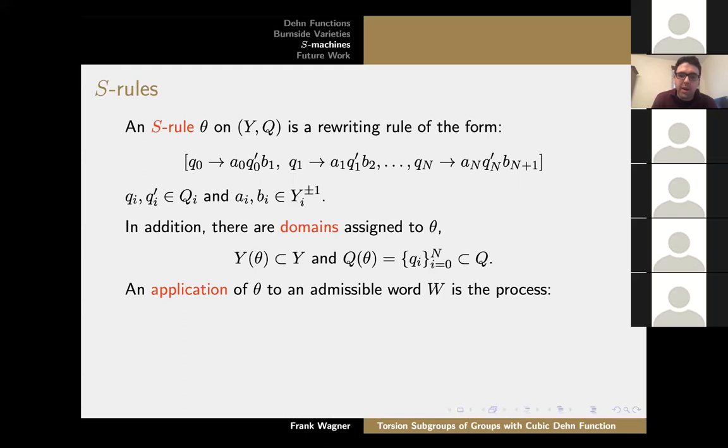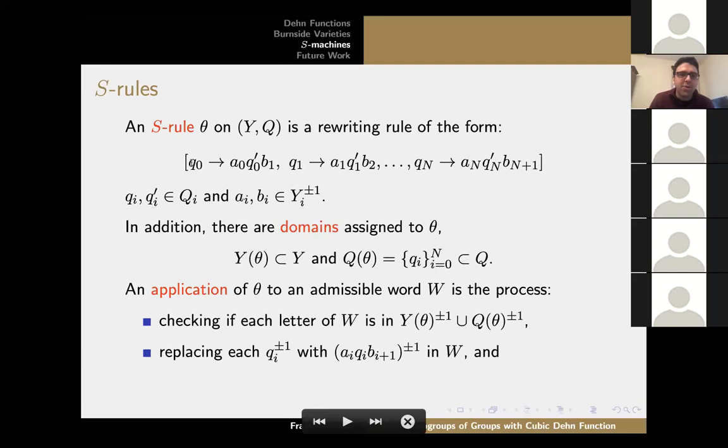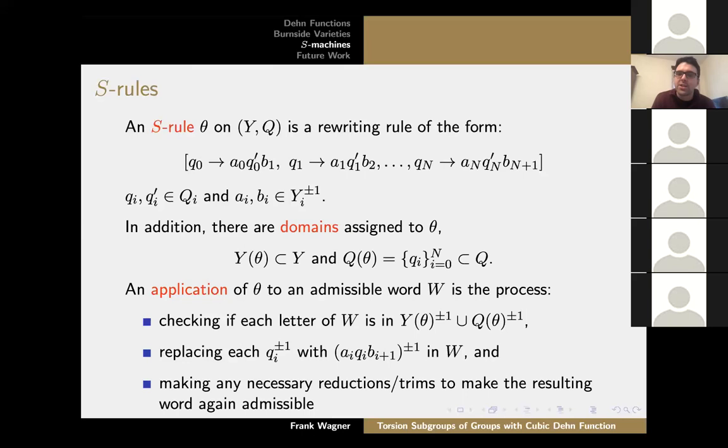And then we want to understand how this rewrites these words. Well, what it does is it checks to make sure all the letters from our admissible word are from the right domain. Everything needs to be in the domain of theta or its inverse. Then it replaces anything that shows up on the left with whatever shows up on the right or inverses in W. And then the last step is that it makes any necessary reductions or trims to make the resulting word again admissible. Now I said that it was the last step, but really these are all one step. You've got to kind of think of these as being all together, right? Reduction is not its own step in here, to make the time functions work out nicely.